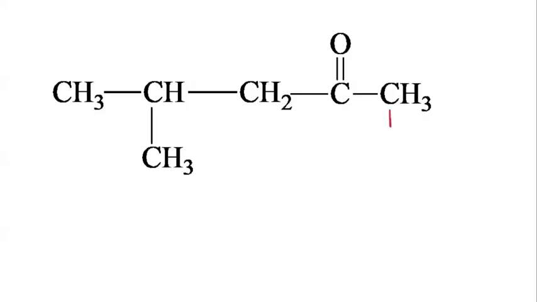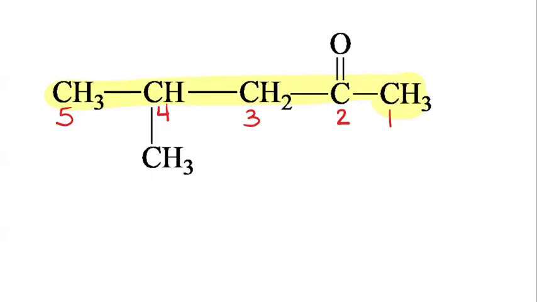Starting from this end, which is the one that is closest to the C double bond O, this is carbon 1, carbon 2, carbon 3, carbon 4, carbon 5. You could have also selected 1, 2, 3, 4, 5. It will give you the same name, since we have 5 carbons in our parent chain for our ketone. Let me highlight them.